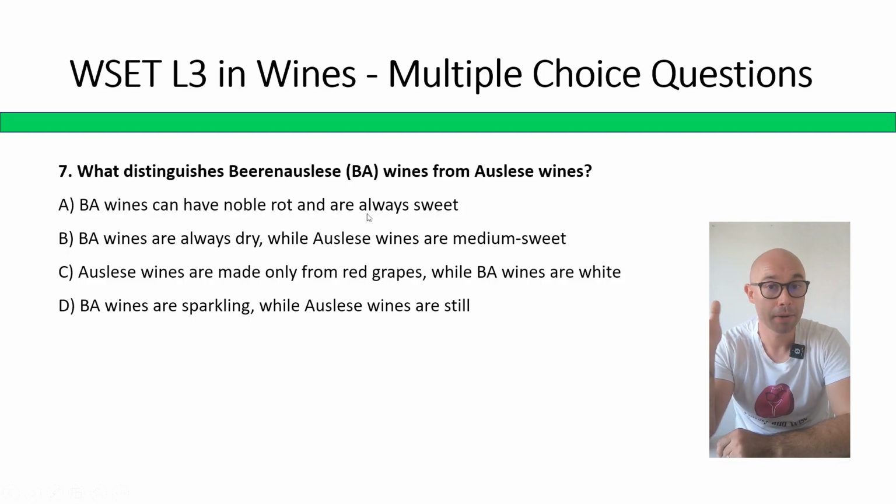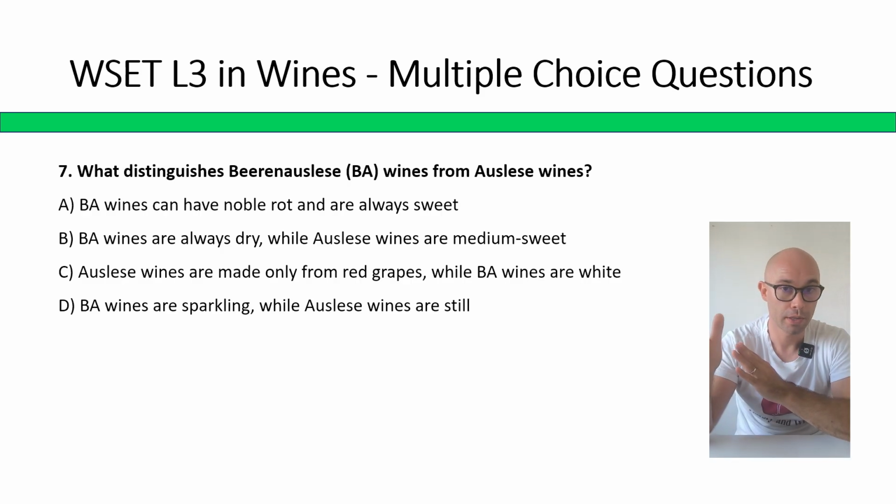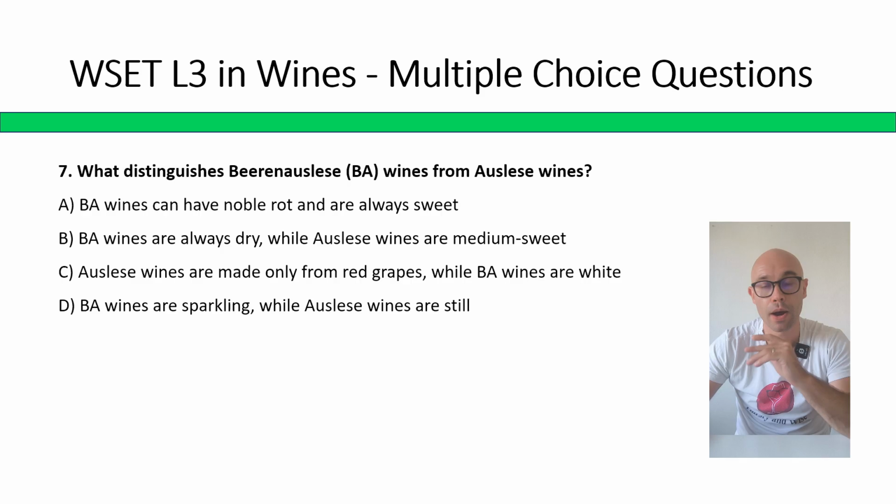So the first three predicate levels, Kabinett, Spätlese and Auslese, can have residual sugar but can be dry. When you come to Beerenauslese or ice wine, wines are always sweet. And BA wines can have noble rot, it's not mandatory.